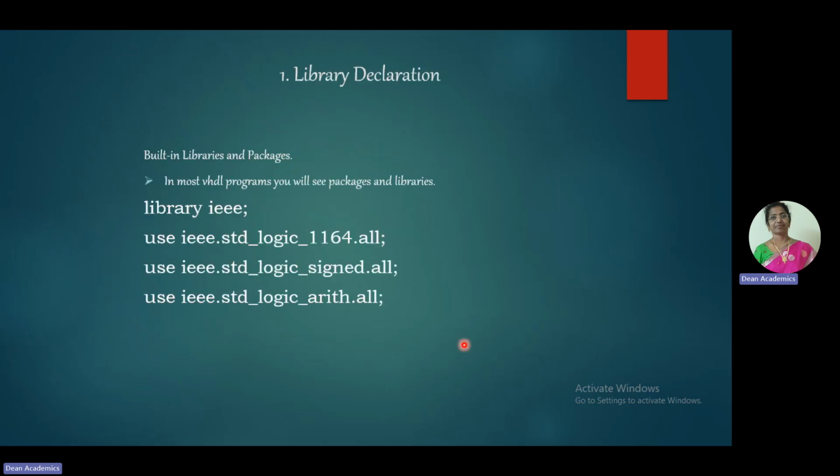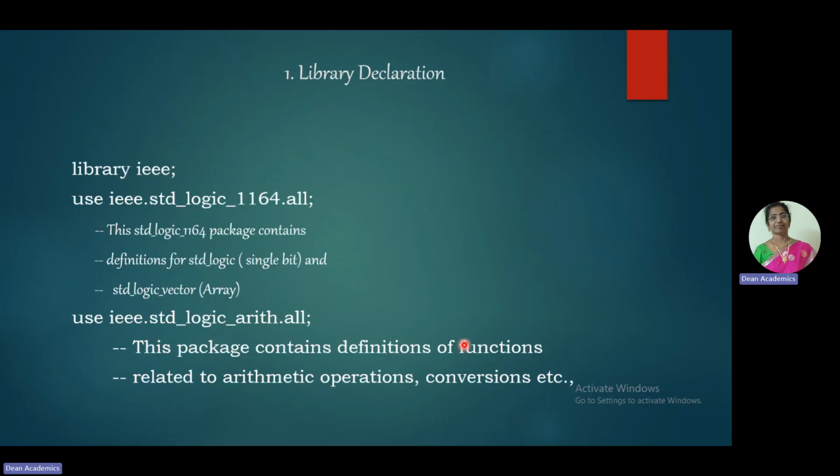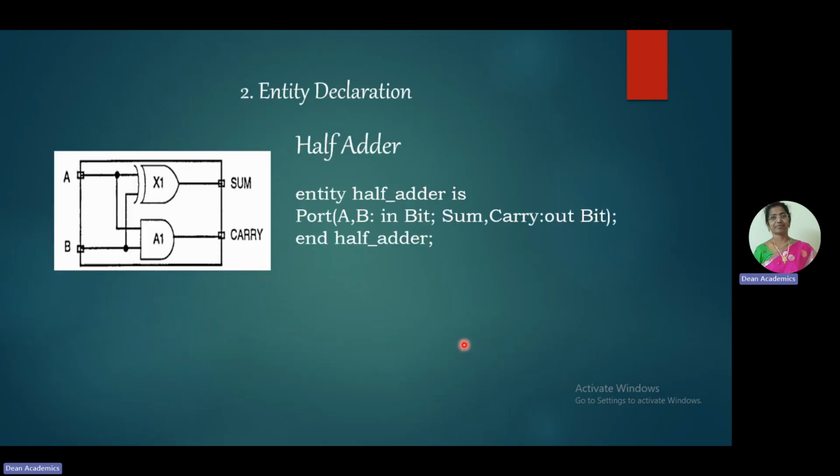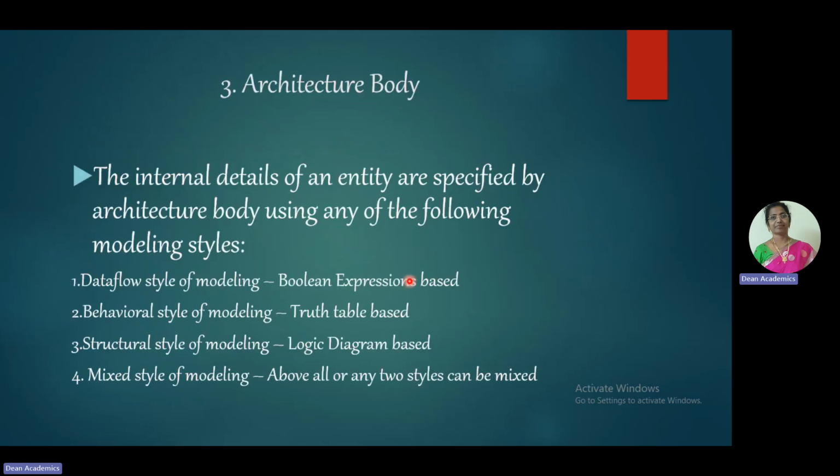In library declaration, we use different packages which are defined in the library IEEE, and this is the way we declare the library, which we have discussed already in previous two programs. And now coming to entity declaration, the half adder entity declaration also we have discussed in the previous two programs. We just verify. In entity declaration we mention what are the various input ports and output ports, and the architecture body contains the internal details of the entity, and the relation between the input and output ports are expressed in the architecture body in different ways.